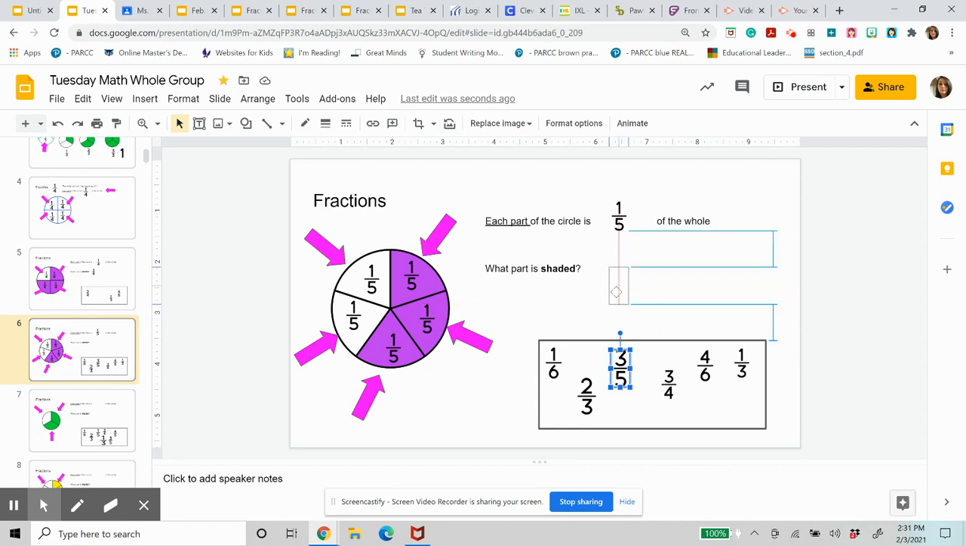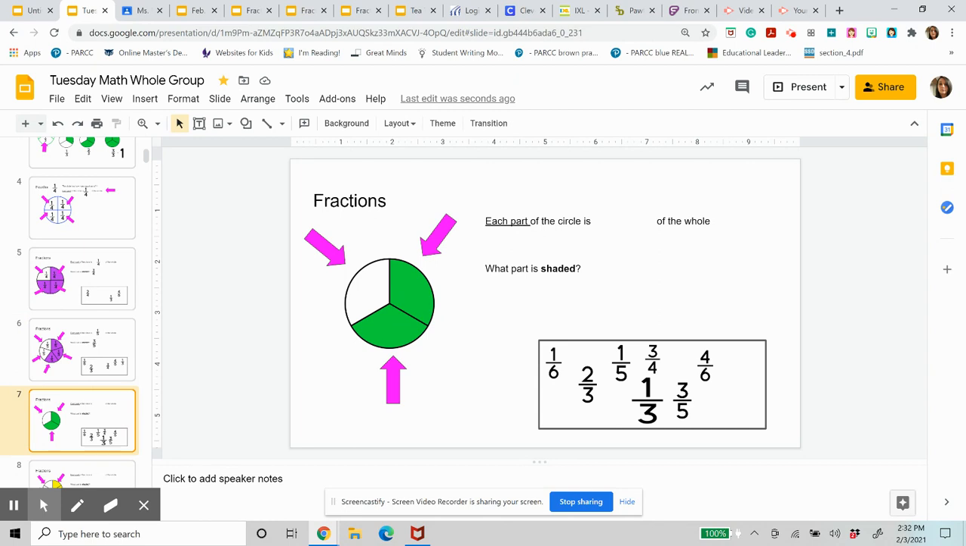Well, 3/5 are shaded. Okay, so why? Because there's 5 total pieces, so that's our denominator, and 3 pieces are shaded in. Okay, so 3 out of 5 are shaded, 3/5. All right, let's look at another one.